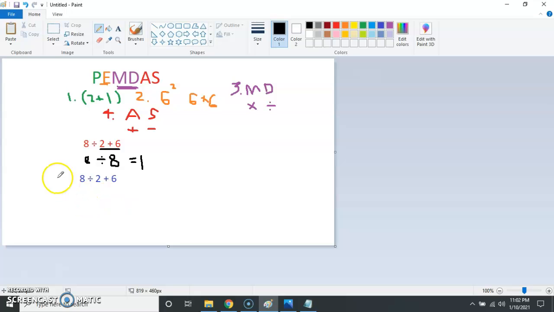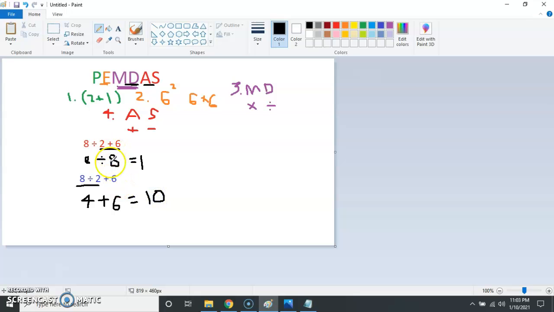Now let's try it again, but this time let's do it the right way. So if you look at PEMDAS, in this problem we have division and we also have addition. Well, the D comes before the A, so that means we should do the division part first. So 8 divided by 2 is 4. And then we have 4 plus 6, which equals 10.